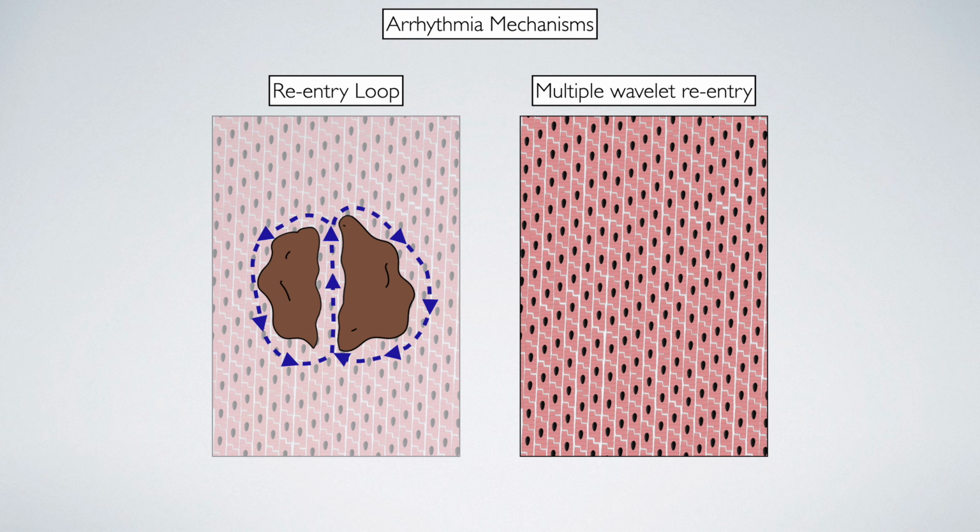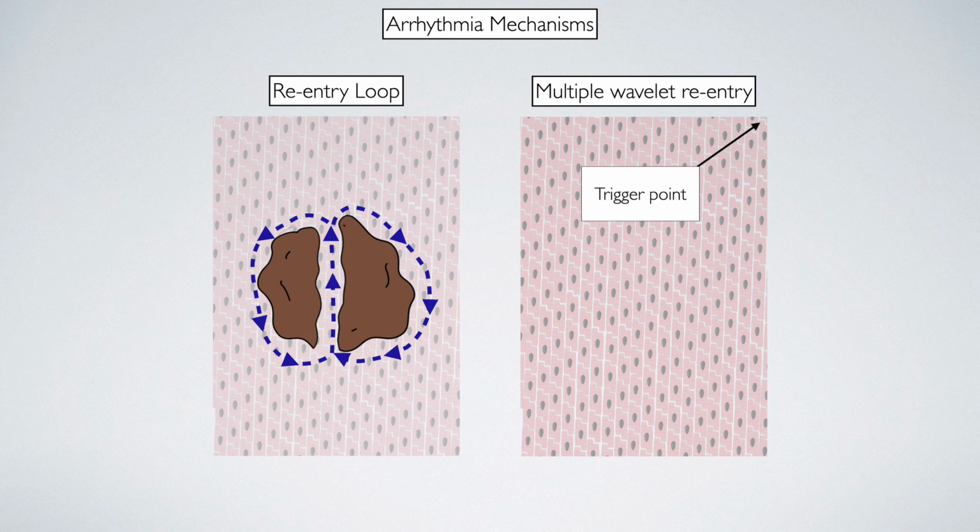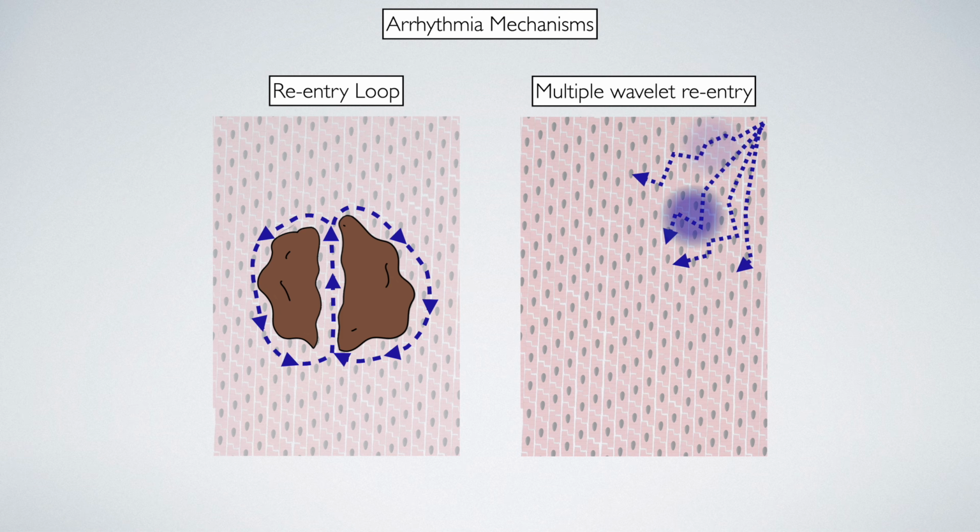Re-entry can occur on a smaller scale, however, such as with multiple wavelets. These usually originate from a focal point and randomly meander through the myocardium, exciting pockets of cells in a chaotic fashion.